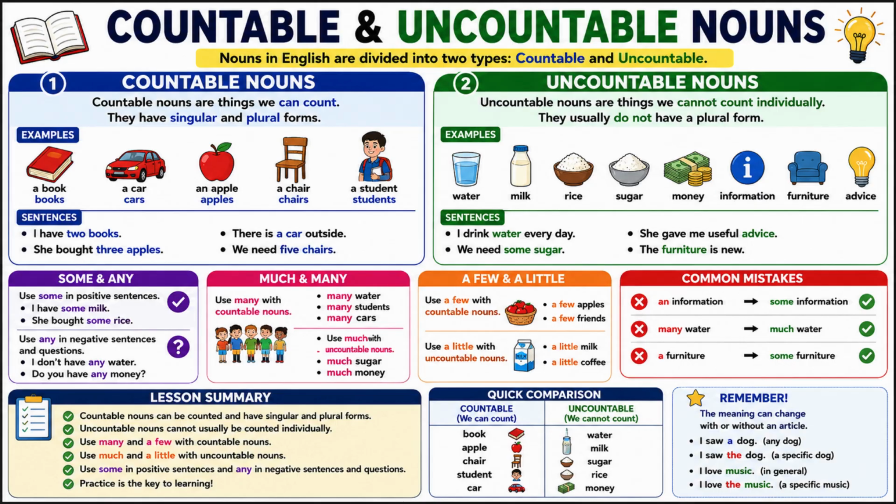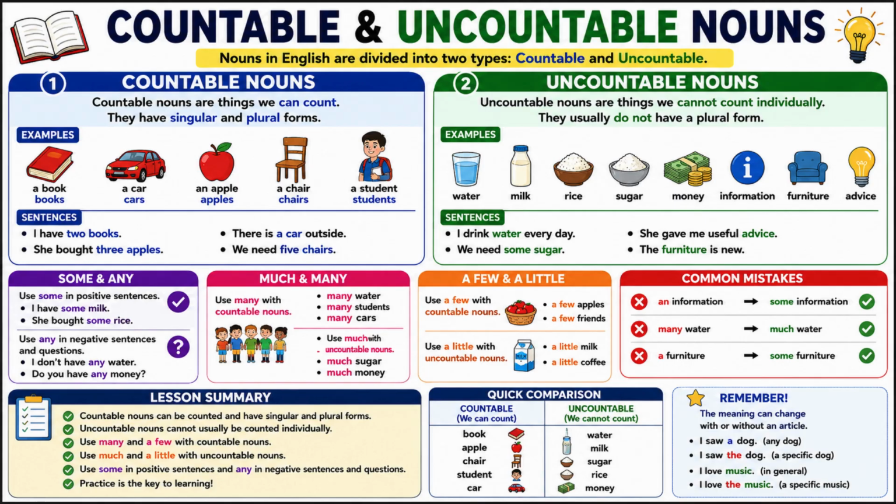In today's lesson, we're going to learn about countable and uncountable nouns. This is one of the most important grammar topics because it helps you use English correctly when talking about food, drinks, objects, money, time, and many other everyday things. By the end of this lesson, you'll know the difference between countable and uncountable nouns, how to use them correctly, and which words go with each type.